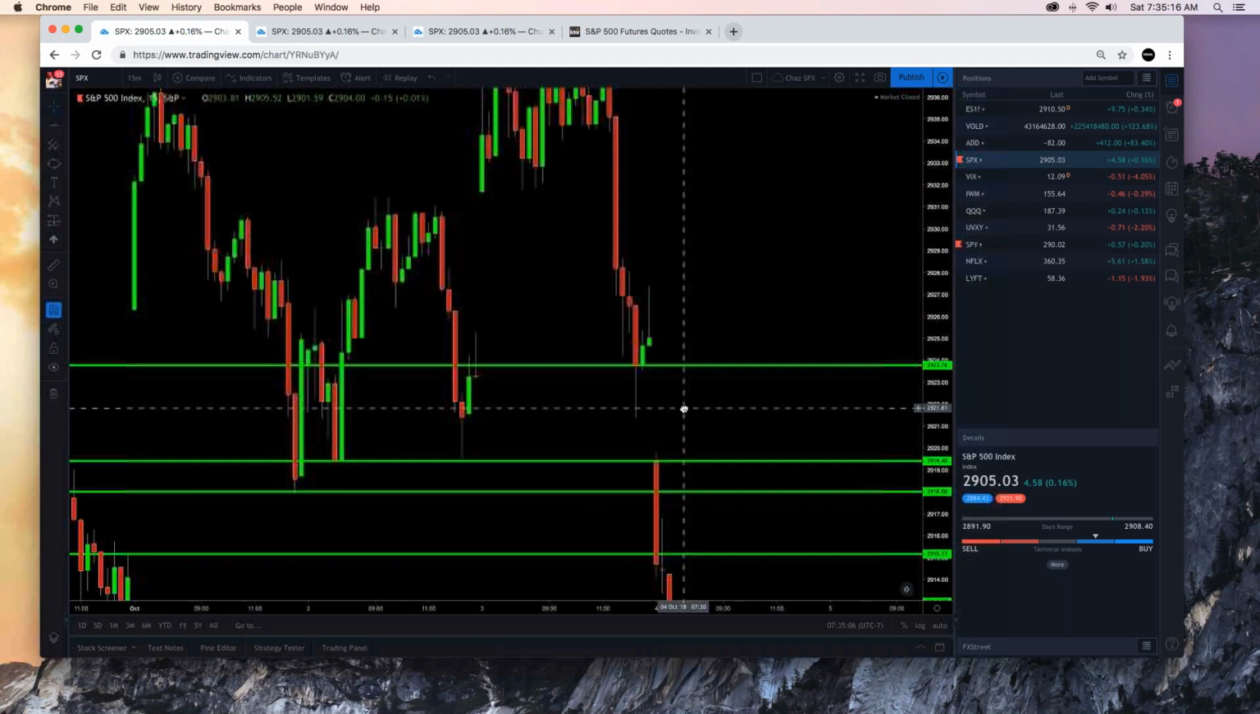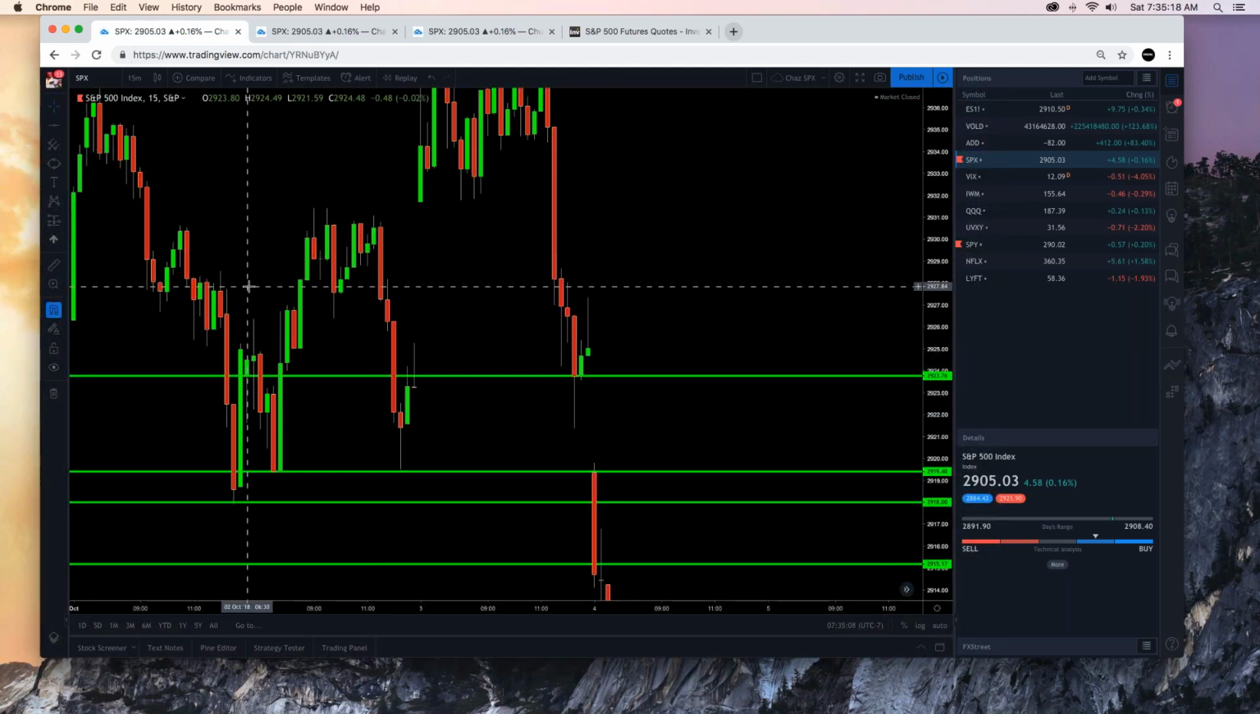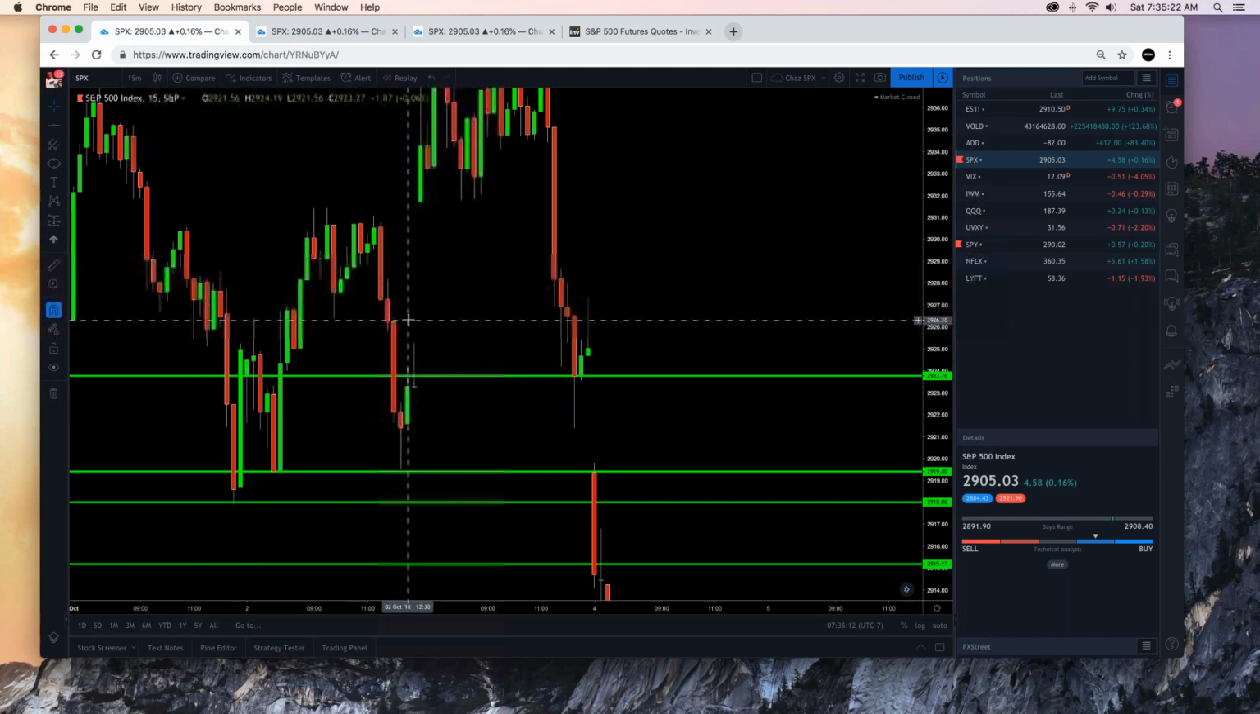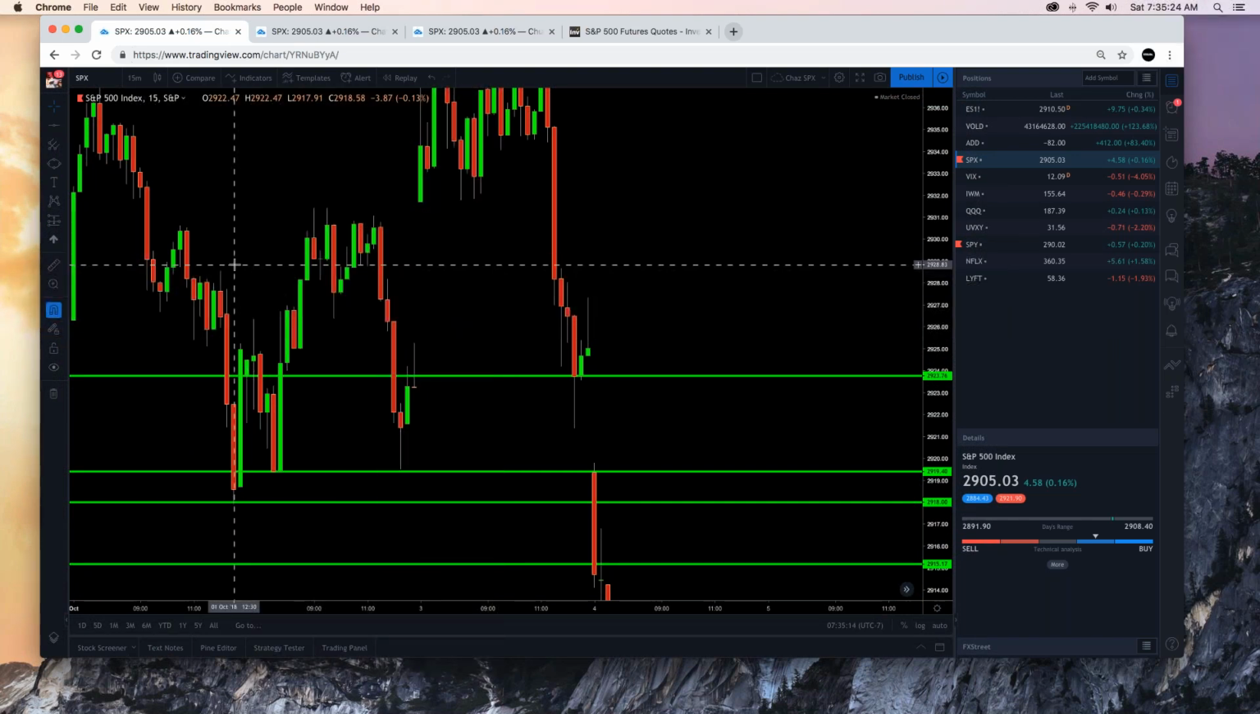And the way we're treating this is exactly how we treated, just pretend this was Thursday's action. That's how we're drawing the levels. It's the exact same thing. Yes, it's months and months ago. It's a 15-minute chart.